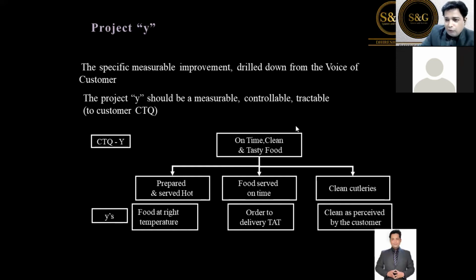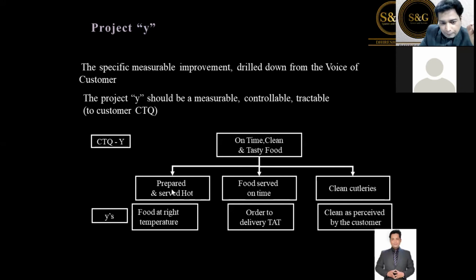So these guys have taken the voice of customer of a restaurant or a hotel. What do customers of a hotel or a restaurant require? On-time delivery, it should be clean and hygienic, and the food should be tasty. These are the three basic requirements of any customer. So these are basically critical to quality attributes. Now, let's break the three down separately.